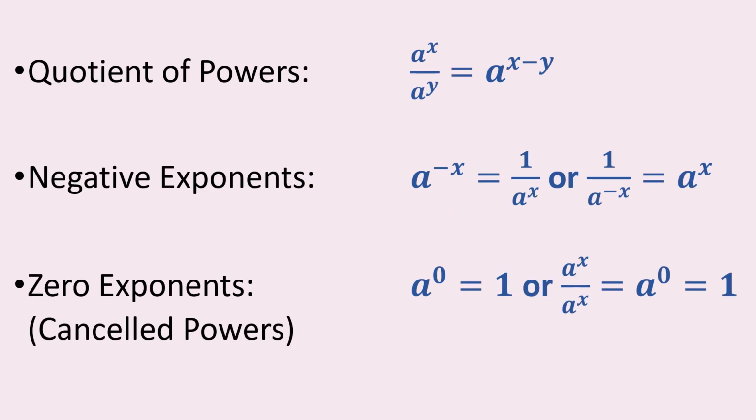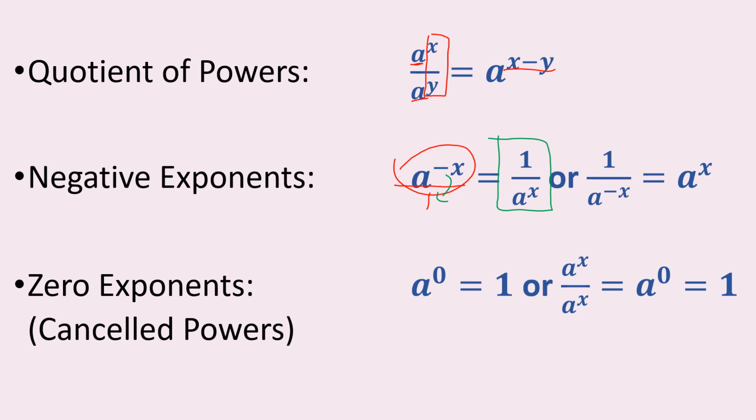Quotient of powers, again, we have the same base, where the a is the same, and we're just going to subtract these two exponents, a to the x minus y. If that ended up being a negative exponent, like we have here, it moves to the opposite side of the fraction. So here it's going to move to the bottom, because right now it's on the top, and it becomes 1 over a to the x.